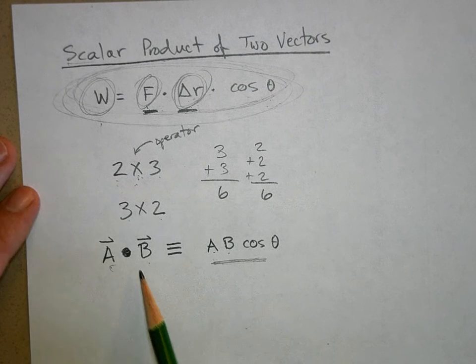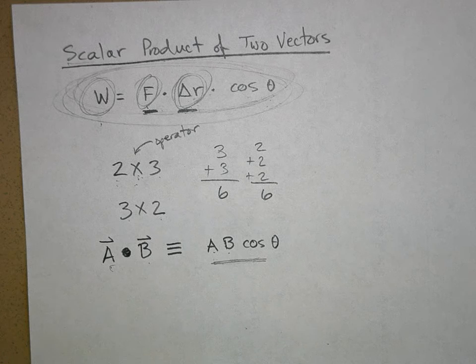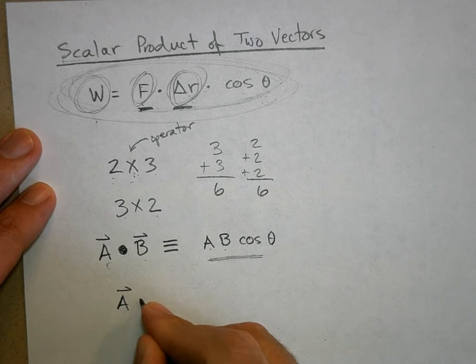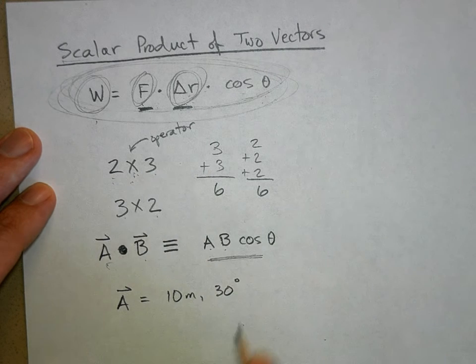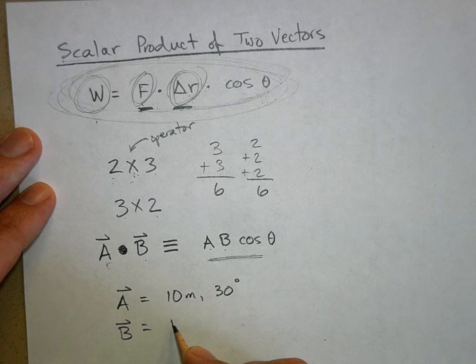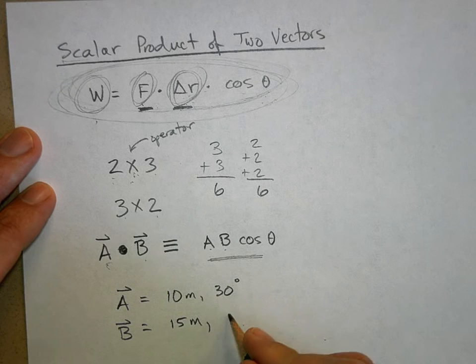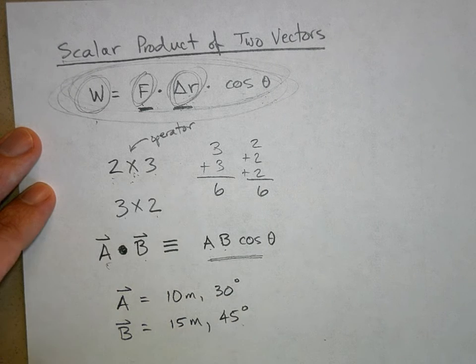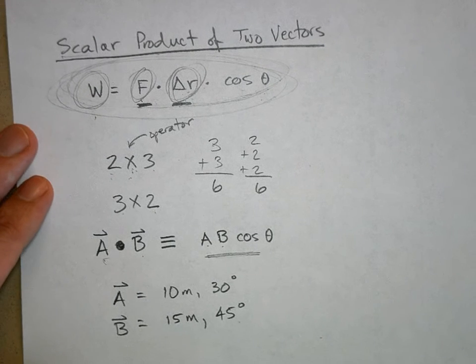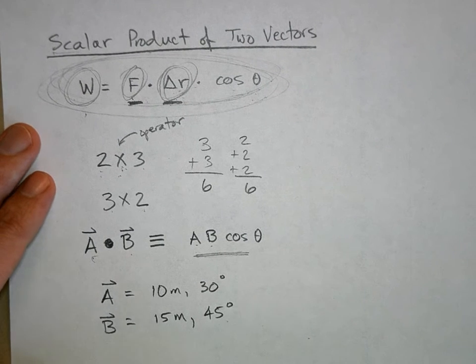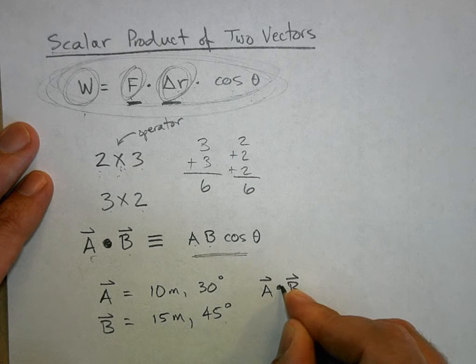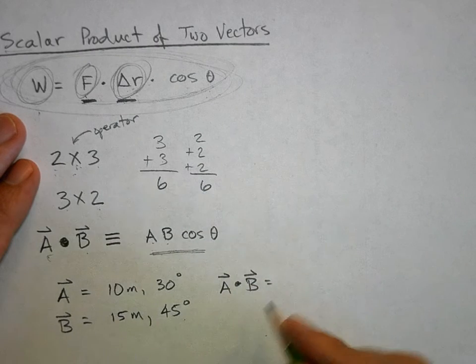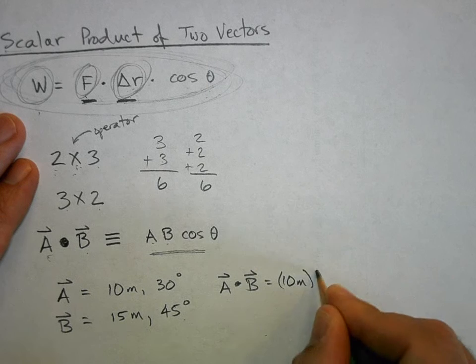Well, this is all fine and dandy, but it can be kind of difficult. I mean, what if I said, all right, A is equal to 10 meters at 30 degrees, and B is equal to 15 meters at 45 degrees. Okay, what is the scalar product of those two? Well, so A dot B in this case is equal to 10 times 15.